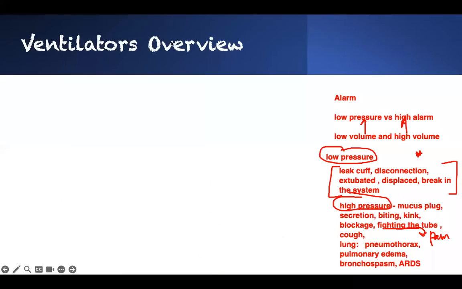Now, guess what? We got to fix some of the high pressure alarm. And sometimes blockage, like mucus plug, is common. So mucus plug, how do you handle it? Or secretion. You have to know what to do, how to suction the patient. Okay, suction the patient. There are certain things you have to know.